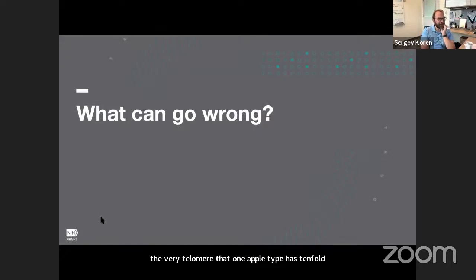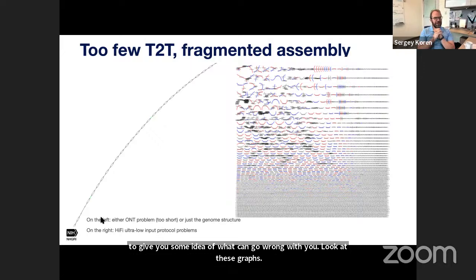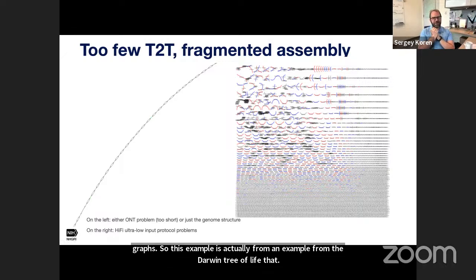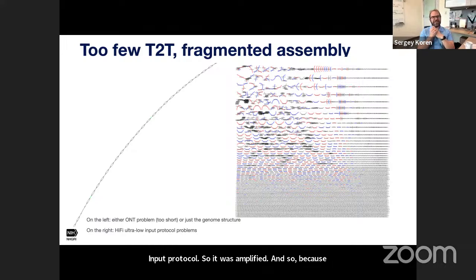So to give you some idea of what can go wrong with Verkko when you look at these graphs, you can get very few T2T scaffolds and very fragmented graphs. This example is from the Darwin Tree of Life that was an ultra low input protocol, so it was amplified. Because of the amplification, there's a lot of coverage dropout. So this graph is very fragmented because there are a lot of regions of the genome that just don't have sequence. If you see this graph, you know something is off, and you're not going to get a very good assembly from this kind of data set.